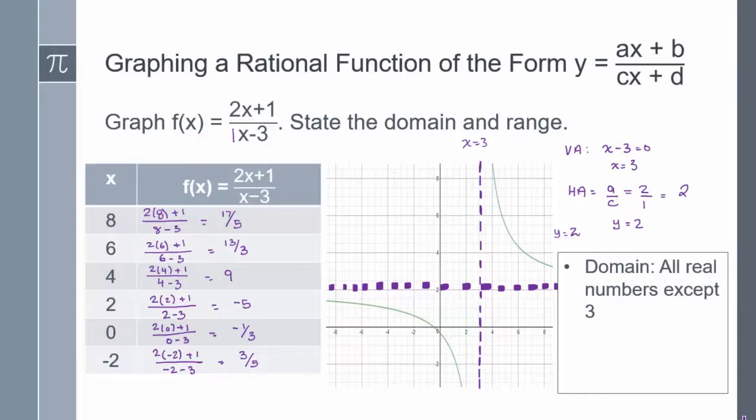Our domain for this function is all real numbers except 3, where 3 is our vertical asymptote, and our range is all real numbers except 2, where 2 is our horizontal asymptote.